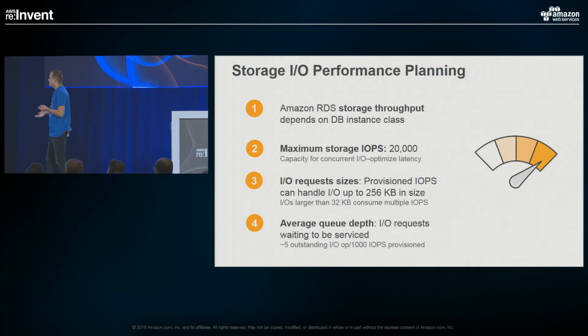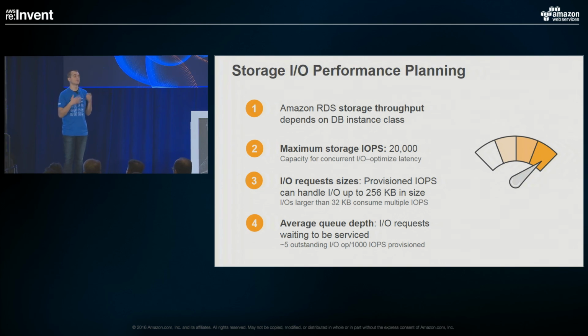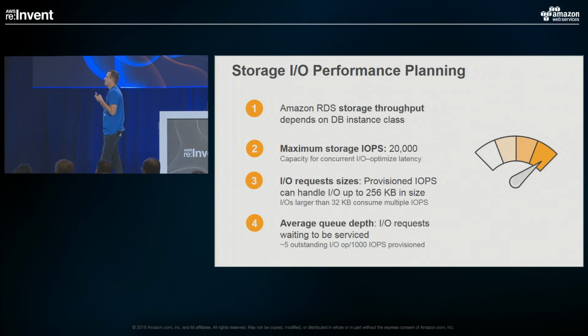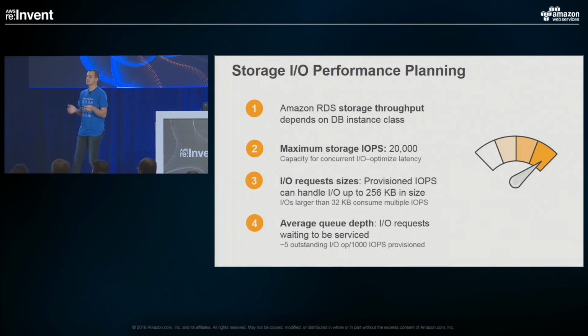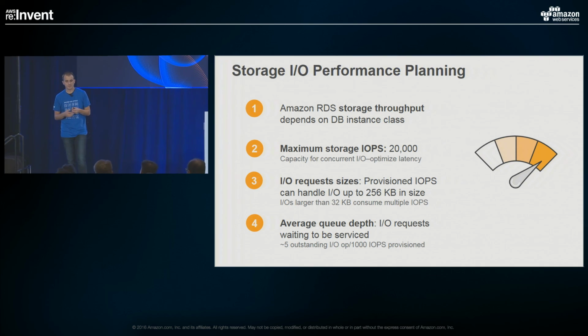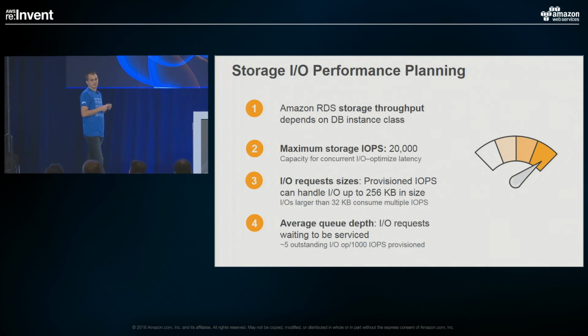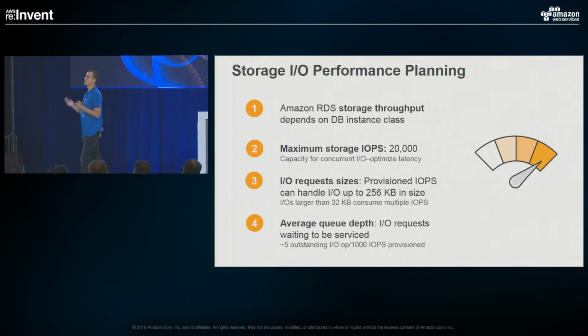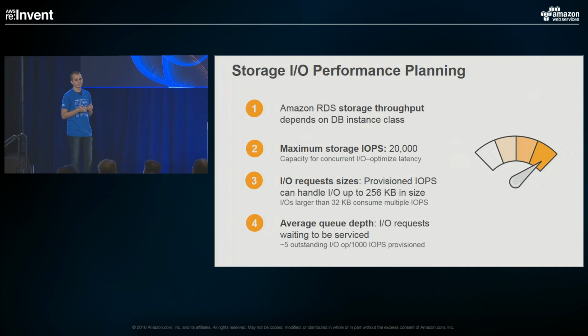And now RDS supports a maximum of up to 20,000 IOPS. While this is typically a very common indicator for the capacity of concurrent I/O that your system might be capable of, it may not necessarily be the leading indicator as far as whether you're having performance problems.